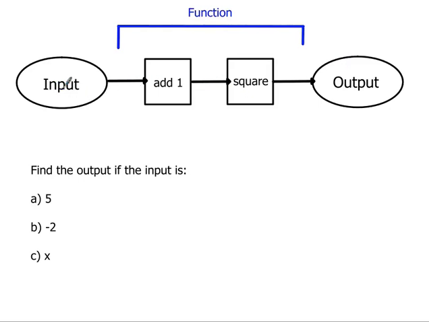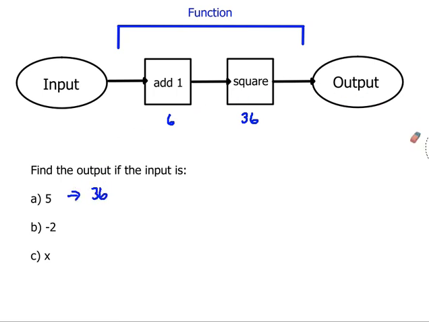Here we've got a simple function machine where we've got an input, and then we've got the function, which is the instructions add 1 and square it, and then we've got the output. So find the output if the input is 5. So if 5 goes in, I add 1 to it to get 6, then I square that to get 36, and then the output must be 36.